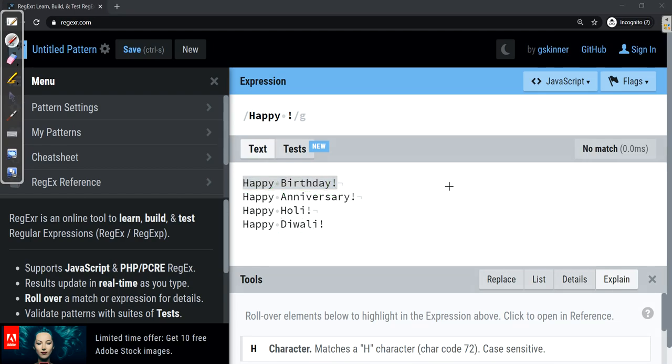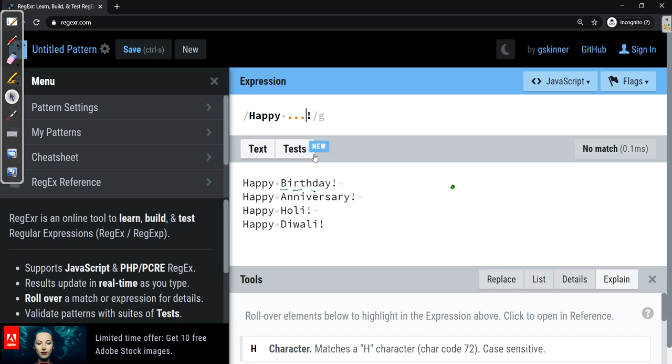Until here we know the usage of dot. Dot is used for each character. So here I'll write after space dot, dot, dot. Holi is matching now, but I want birthday to be matched.